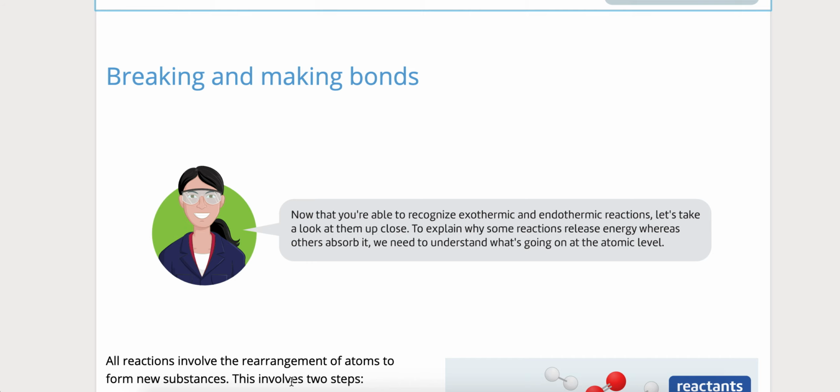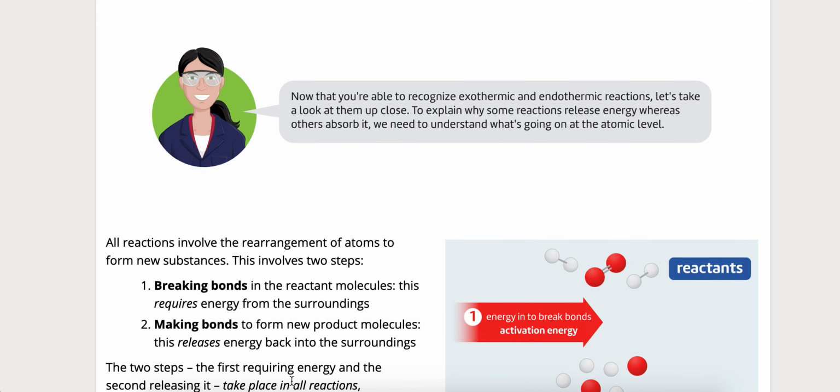Moving on to breaking and making bonds. Now that we are able to recognize exothermic and endothermic reactions, let's take a look at them up close. To explain why some reactions release energy whereas others absorb it, we need to understand what's going on at an atomic level, so looking at the atoms themselves.